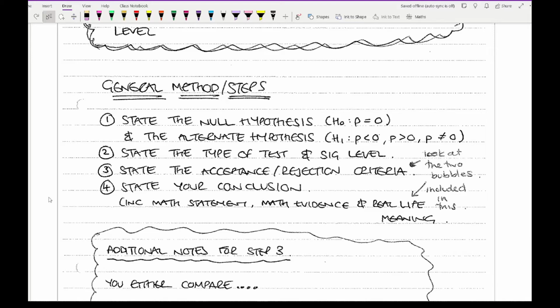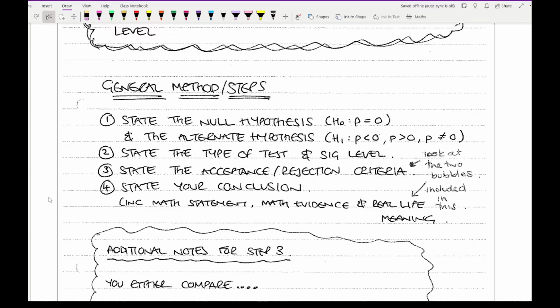Now in terms of step 1, just like with hypothesis testing with binomial, your first step should always be to state your null and alternate hypothesis using the correct notation. Your second step is to state the type of test, whether you think it's a 1 or a 2-tailed test, and also state the significance level. Now again, the significance level is an absolute joke of a mark simply because it's always given to you in the question. This is something that you're never going to need to know.